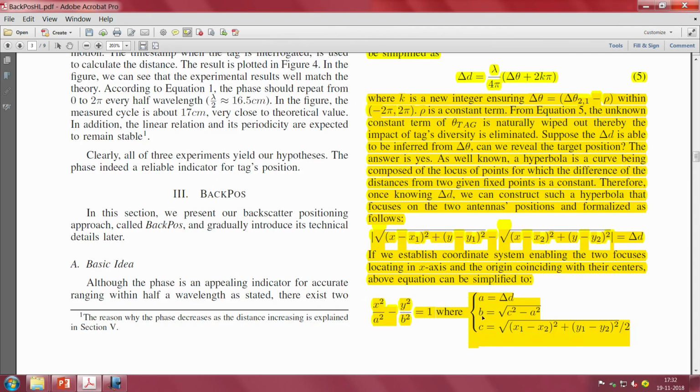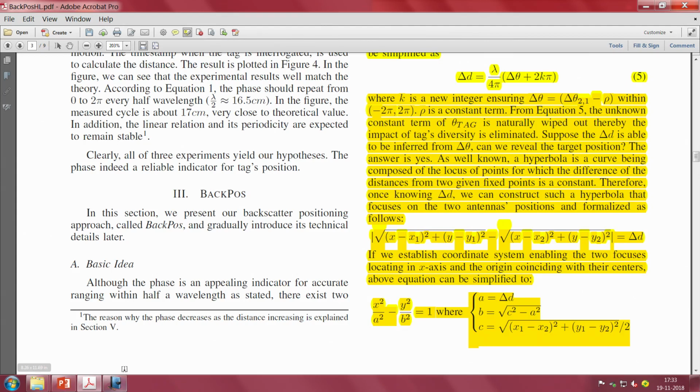A square is essentially delta d, b is the square root of c square minus a square, and c you can easily get by this simple Euclidean method. This divide by 2 is essentially saying that the hyperbola is forming in between the two reader positions, or I would say antenna positions, and that is easy to infer.